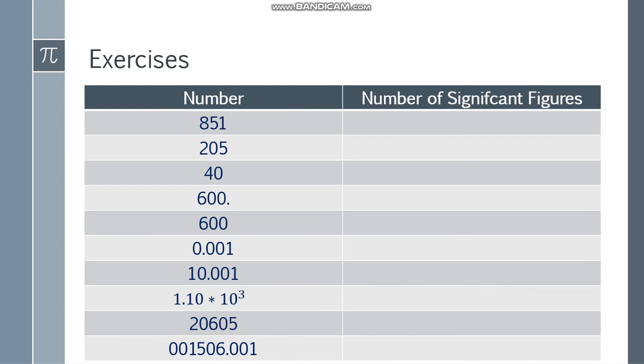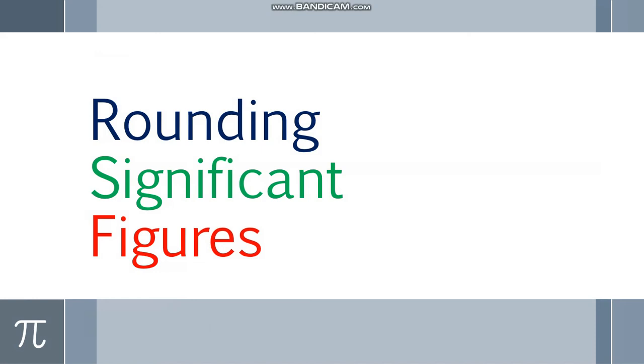In the last example, we have 001506.001. The number of significant figures here is, okay, we will not count the leading zeros, cross those out, and the remaining zeros are sandwiched by non-zero digits, so we can count them. 1, 2, 3, 4, 5, 6, 7. 7 here. Let's check. Yes. Okay, let's move on to rounding significant figures.